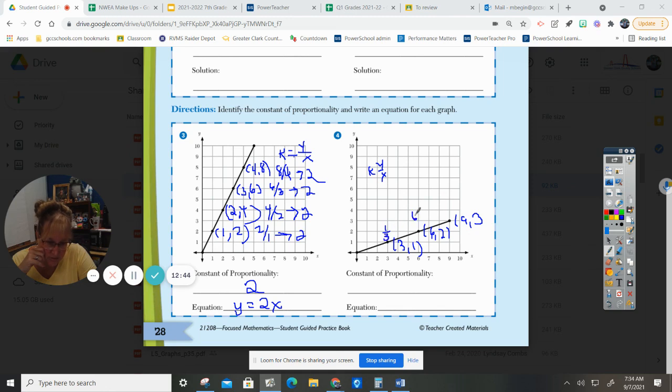This one is 2 over 6. This one is 3 over 9. These can both be simplified into 1 over 3. So my constant is 1 over 3. I want you to notice that I have shown you this in several different ways so that you can see why they relate and how they relate. So our equation is y equals 1/3 x.